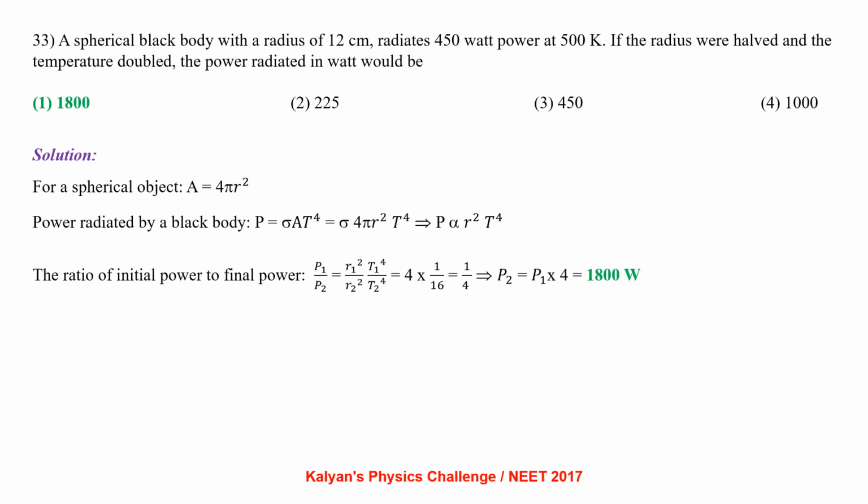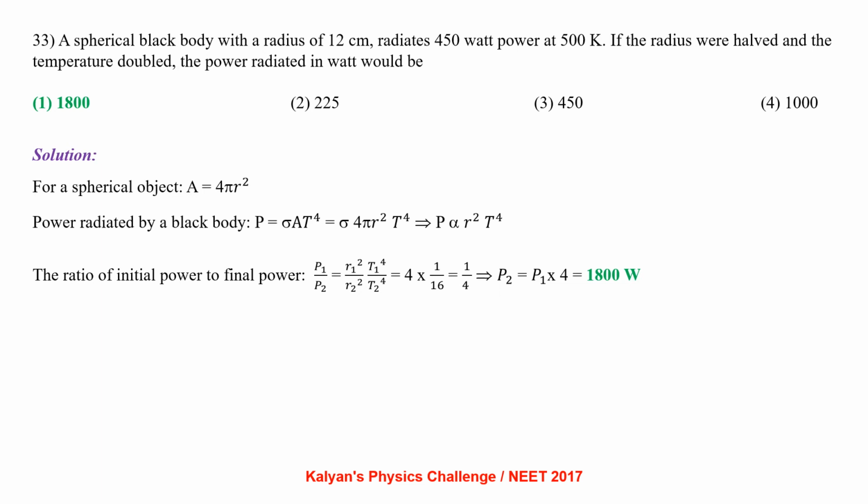A spherical black body with radius 12 centimeters radiates 450 watt power at 500 K. If the radius were halved and the temperature is doubled, the power radiated in watt would be. The surface area of a spherical body is given by 4 pi r square. The power radiated by black body is given by the formula P equal to sigma A T power 4, where sigma is Stefan Boltzmann's constant.